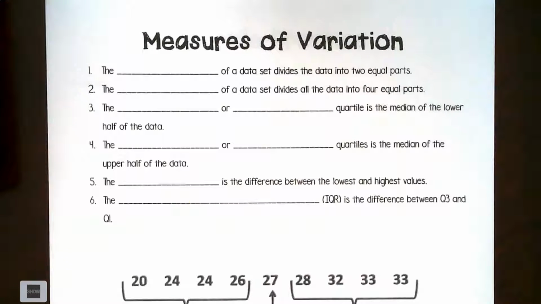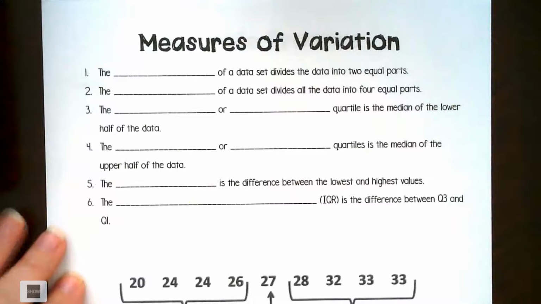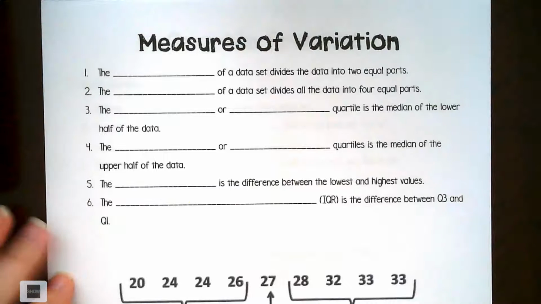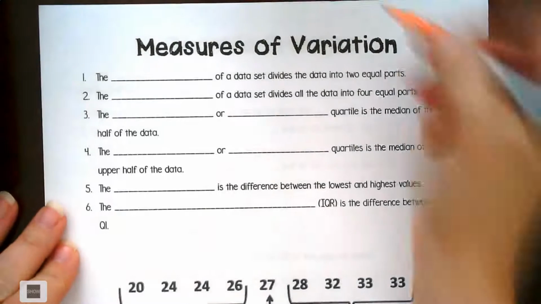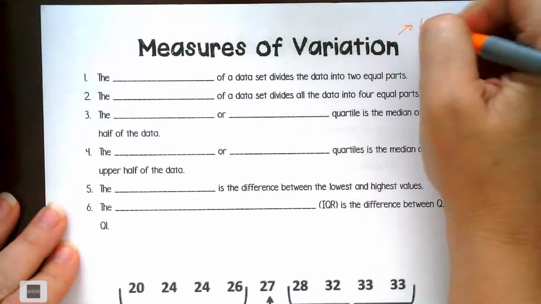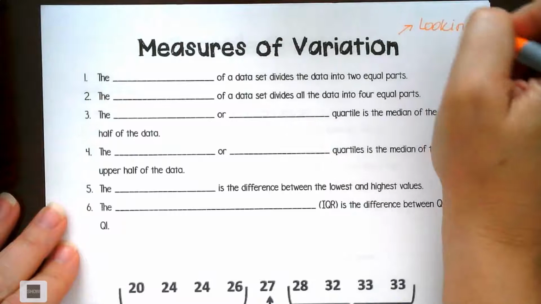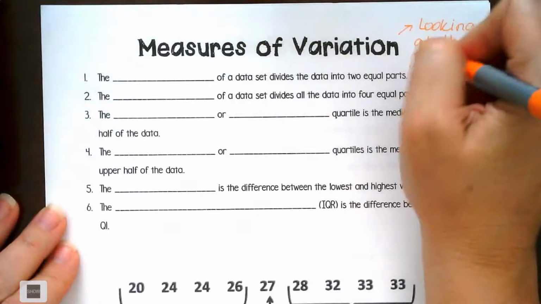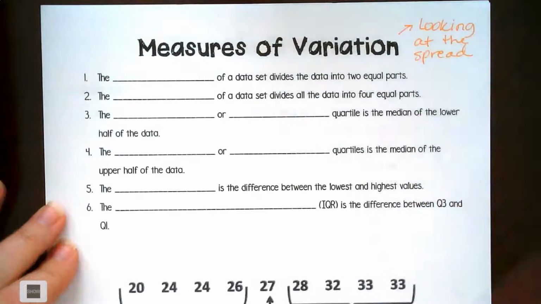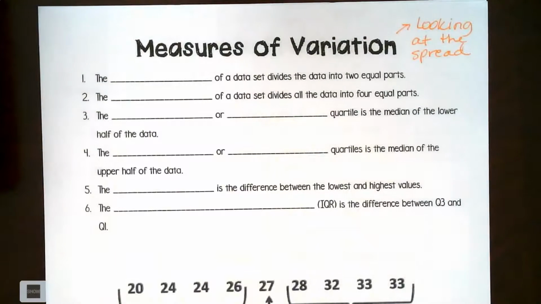Today we're going to be talking about the measures of variation. You've already discussed the measures of center, which talks about what typically happens near the middle of your data. Measures of variation is where you're looking at the spread of the data. How spread out it is. And you want to pay attention when you're doing the measures of variation. You're looking to see how the data is distributed or spread out.